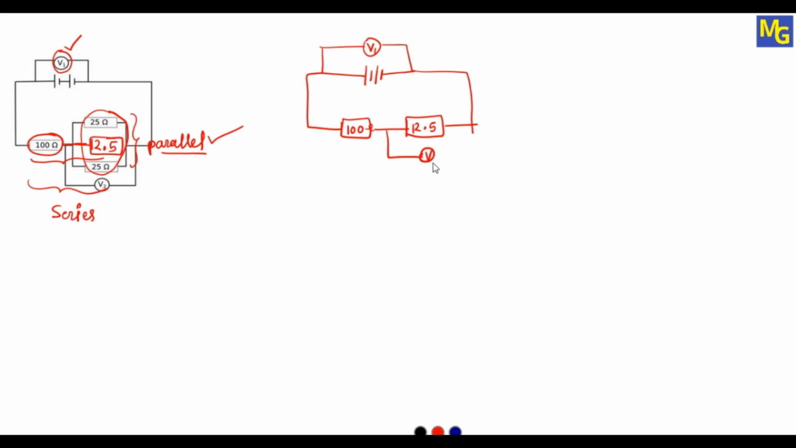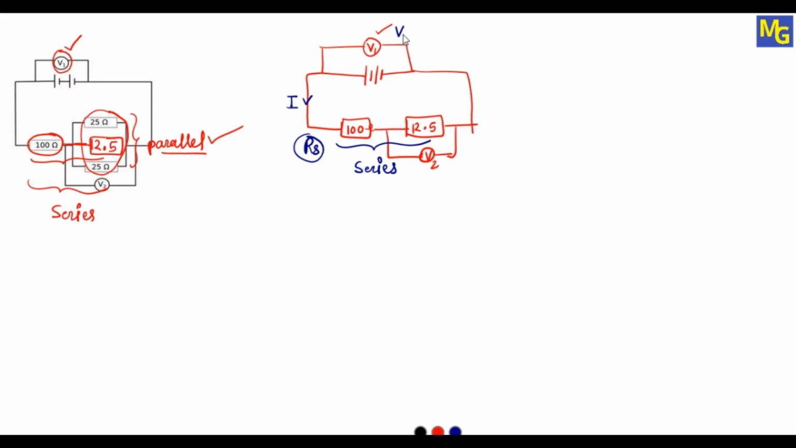So now we have to find out the reading in V1 with respect to these two resistors, and these two are in series. I hope you understood now. So first find out the effective resistance of these two which are in series, and whatever answer you get, we can use this resistance, and you can use the current which we found in the first question, and easily we can find the answer of V1.